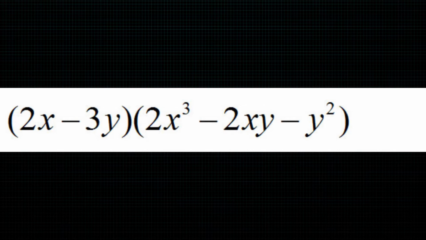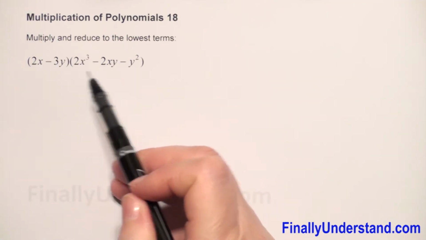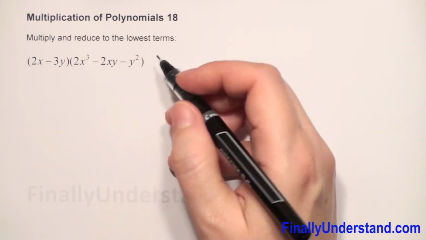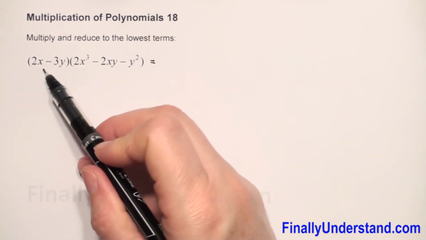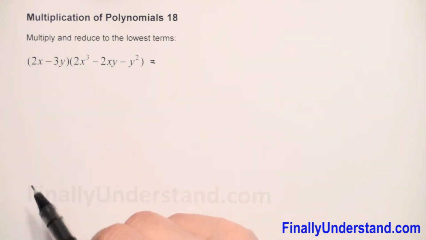We have multiplication of polynomials. In the first parenthesis we have a binomial because we have two terms. In the second we have three terms, so we have a trinomial. How do we do this multiplication? We have to multiply every term in the first parenthesis by every term in the second parenthesis.